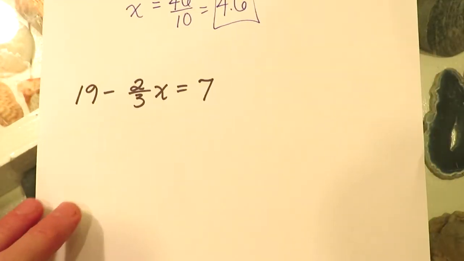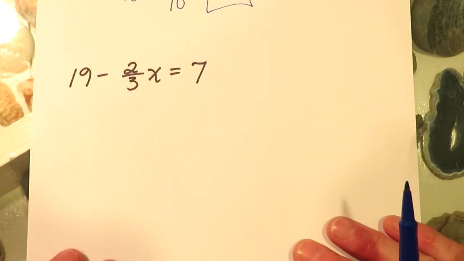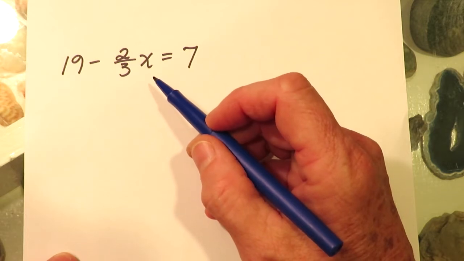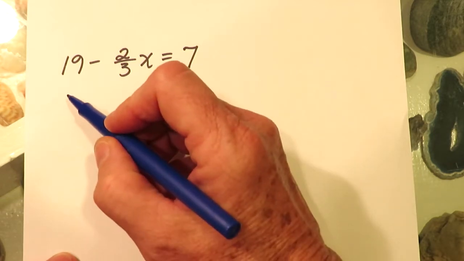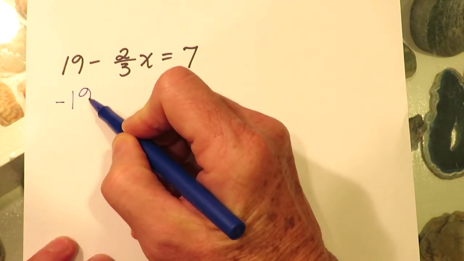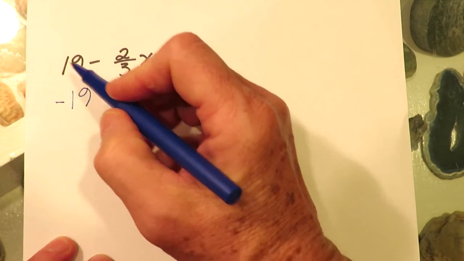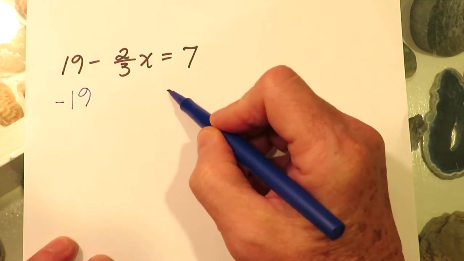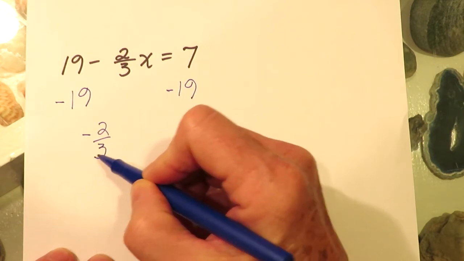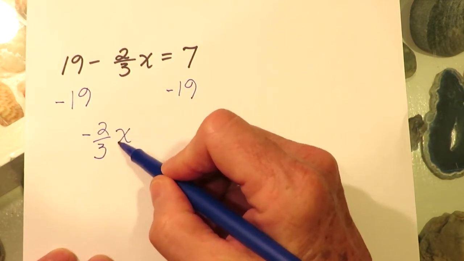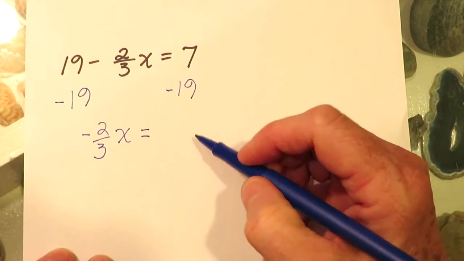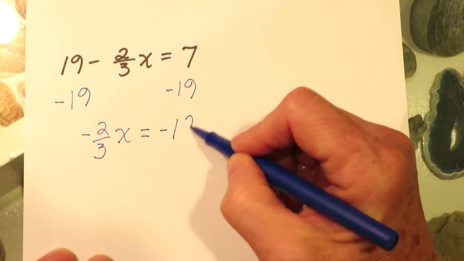I could have a slightly more complicated linear equation, but this is still a linear equation because the variable is to the first power. Here, again, you're going to do the order of operations in reverse. So you're technically adding 19. So I want to subtract 19 from both sides. And when I subtract 19 from the left side, I get negative 2/3 times x. And subtracting 19 from the right side gives me negative 12.